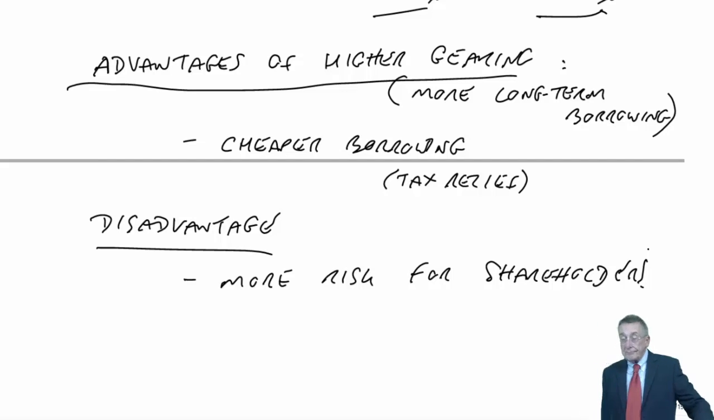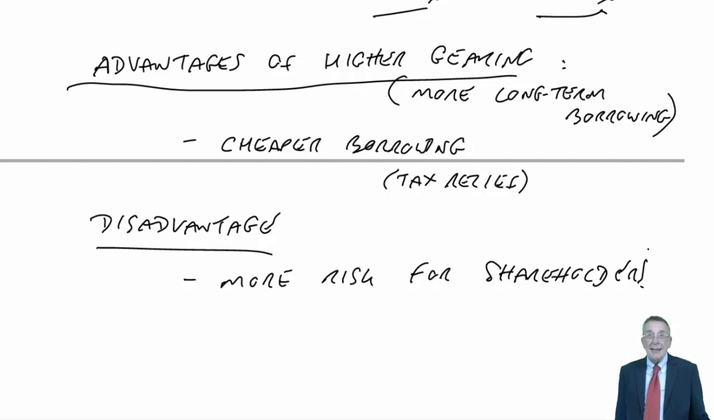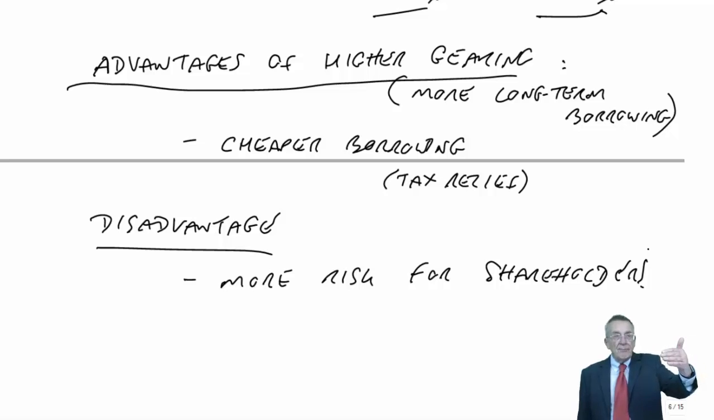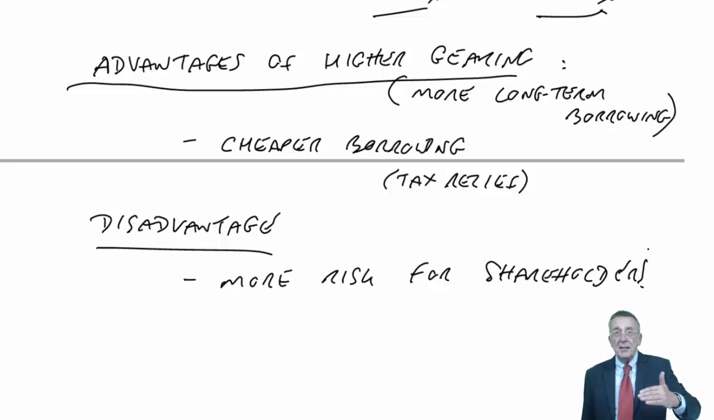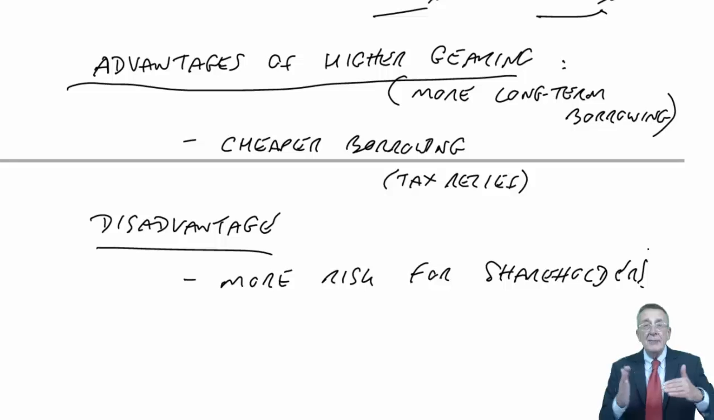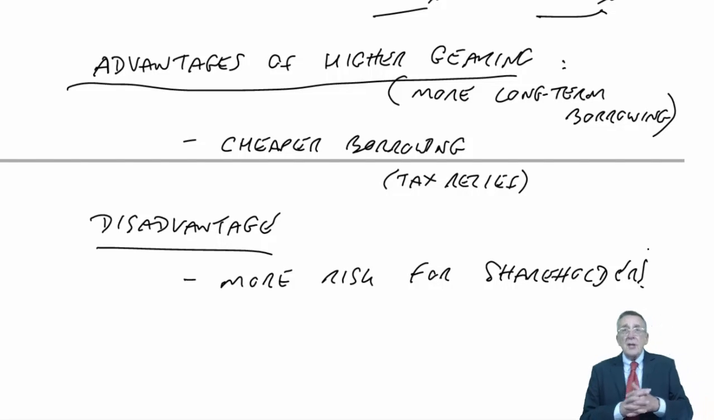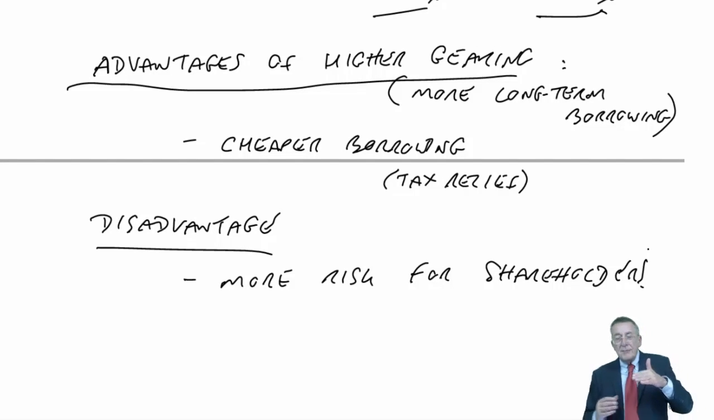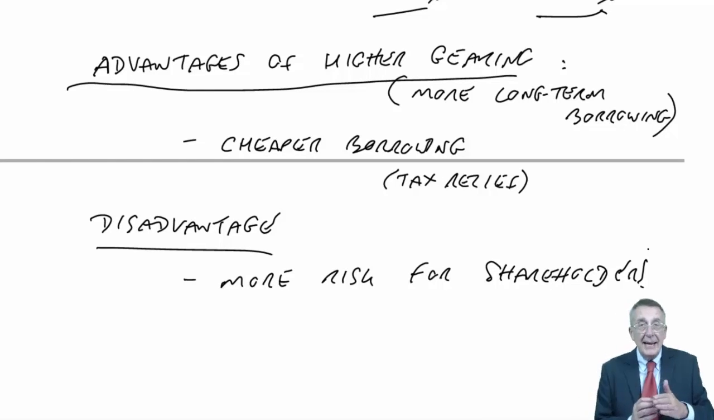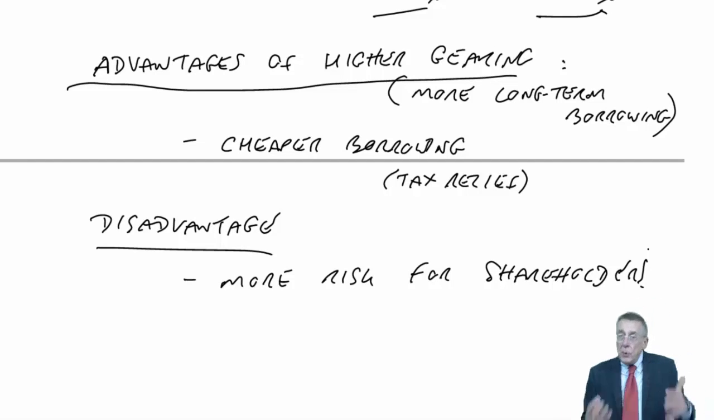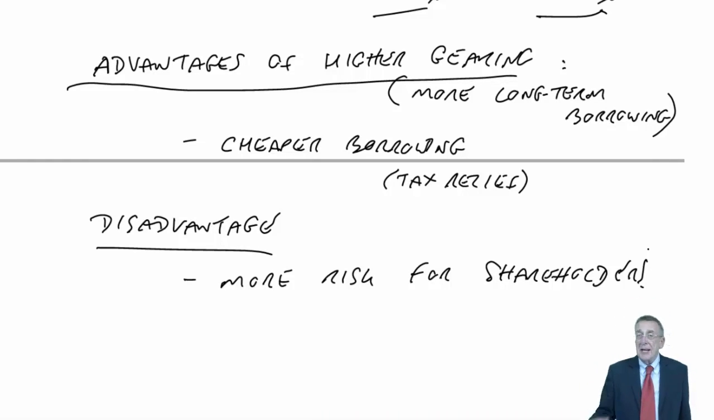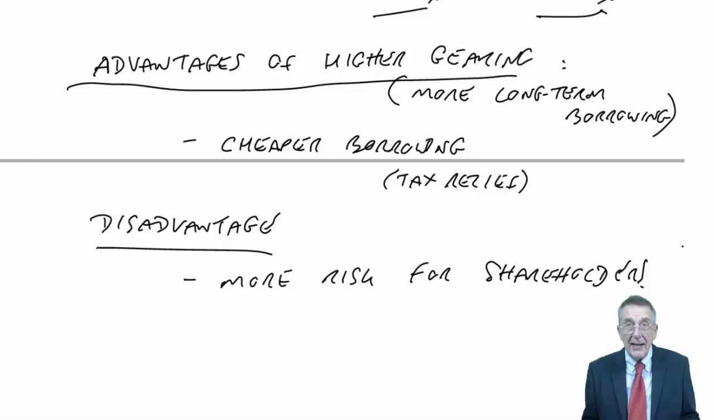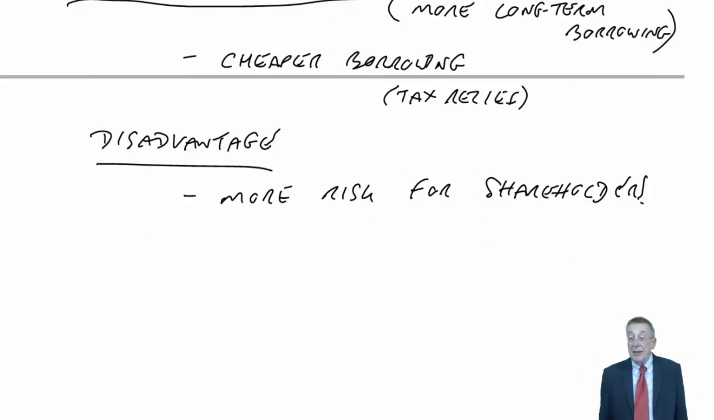More importantly, even forgetting the company collapsing, before shareholders get a dividend, interest has to be paid first. And so they're at bigger risk. If profits do fall, they've still got to pay the full amount of any interest. There's more risk to shareholders of there being nothing left for the dividend. So both ways around, it makes things more risky, and so that's why shareholders might not like it.